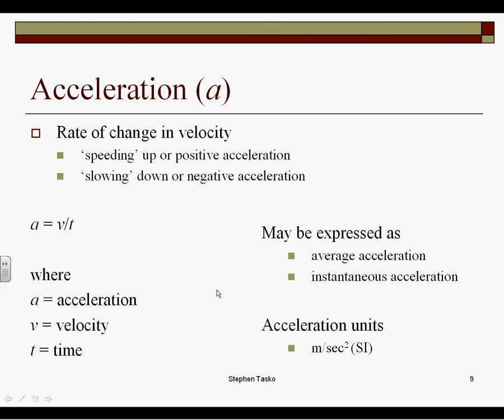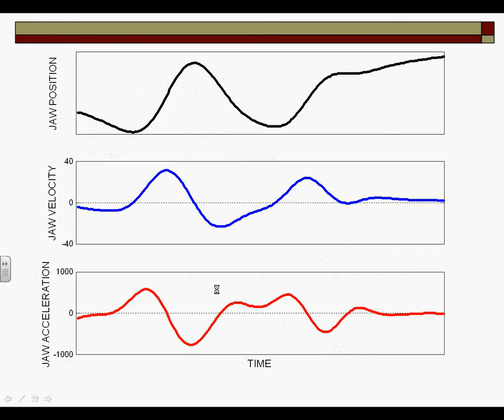Just to quickly show you an acceleration trace along with our velocity and displacement traces, we can take our line here down and down here, and you can see that what we have is both a positive acceleration as the structure is speeding up, and then a negative acceleration as the structure is slowing down.